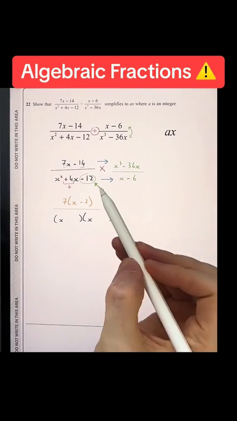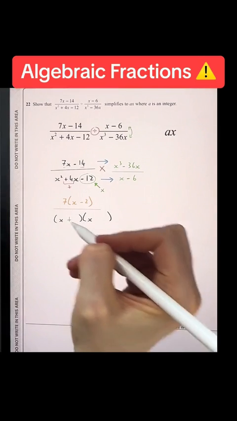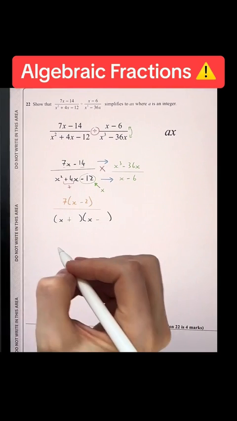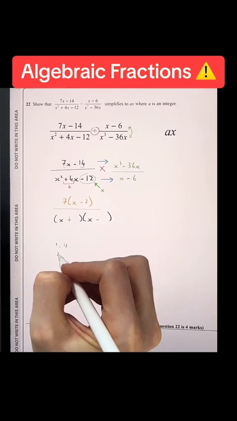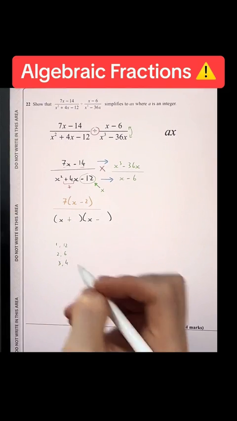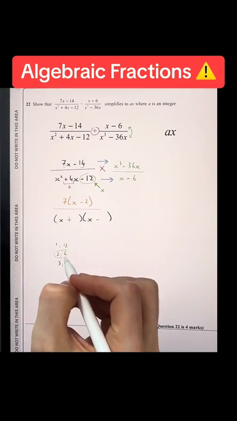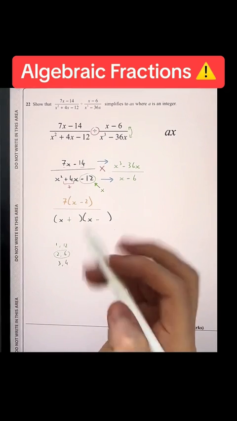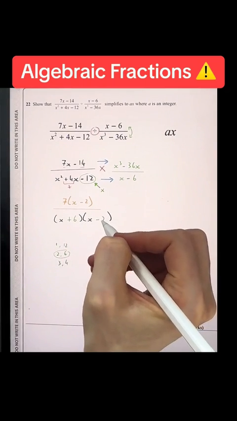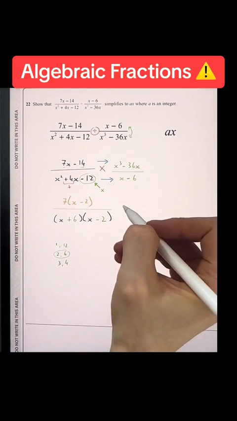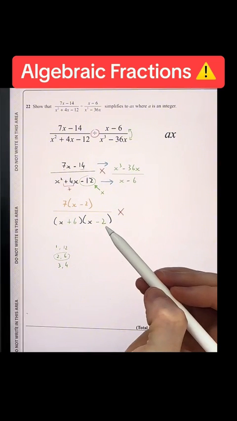The only way to get a negative when multiplying is to have one positive and one negative. Listing out the factors of 12, we'd have 1 and 12, 2 and 6, and 3 and 4. Only one pair will work. In this case, the only pair that multiplies to give us negative 12 and adds to give you positive 4 is the 2 and the 6. As you want positive 4, therefore it has to be plus 6 and minus 2. Leaving the multiplication sign alone, factorising the top on my second fraction.